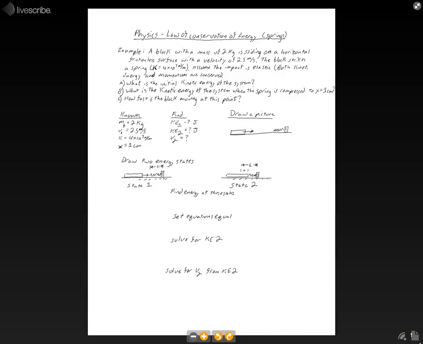Physics, law of conservation of energy with springs. So for this example, we have a block with a mass of 2 kilograms, and it is sliding on a horizontal frictionless surface with a velocity of 2.5 meters per second. The block strikes a spring with a spring constant of k equals 4 times 10 to the third newtons per meter. So assume the impact is elastic, which means that both kinetic energy and momentum are conserved.